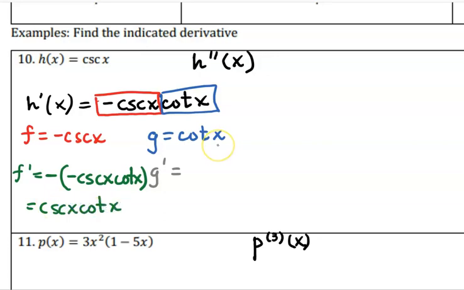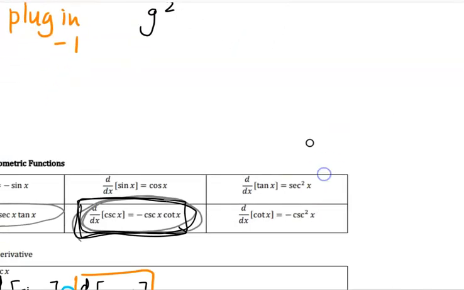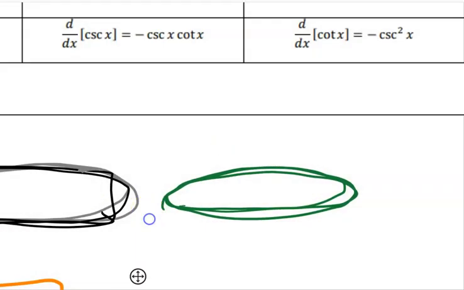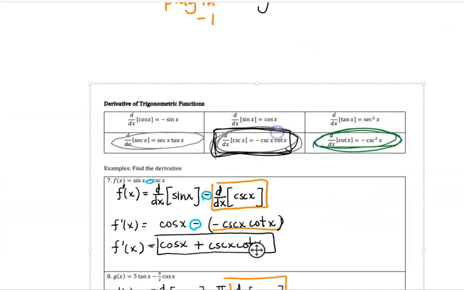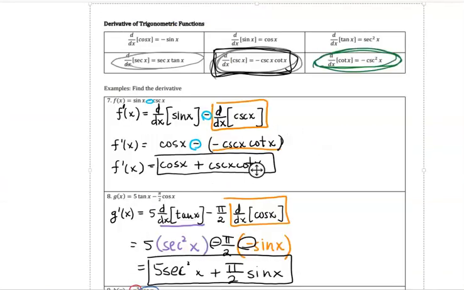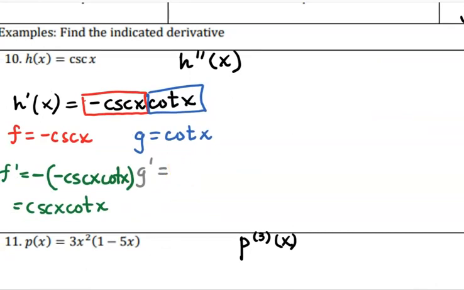The derivative of cotangent, going back up to our rules, is negative cosecant squared. So for g prime, there we go, we are filling in negative cosecant squared.